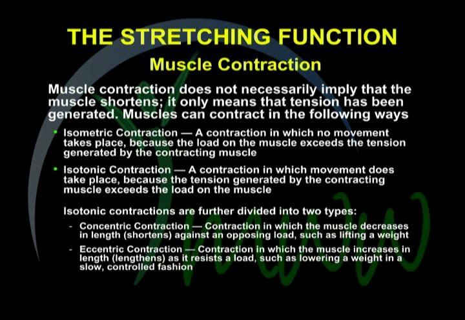Eccentric contraction, during which the muscle increases in length, lengthens, as it resists the load, such as lowering a weight in a slow, controlled fashion. During an eccentric contraction, the muscles that are lengthening serve as the agonist and do all the work.